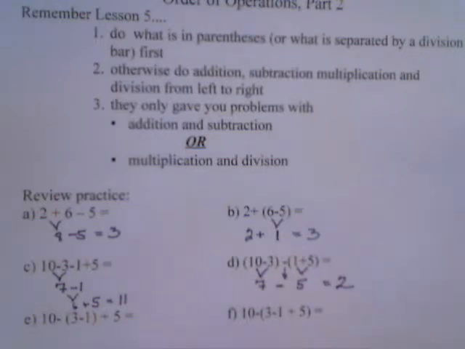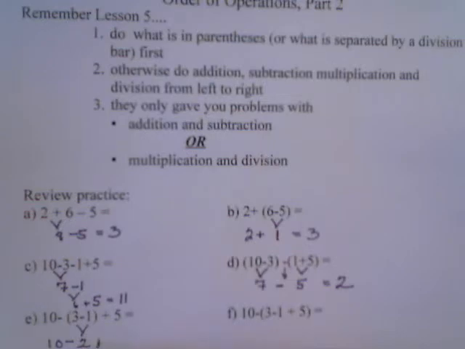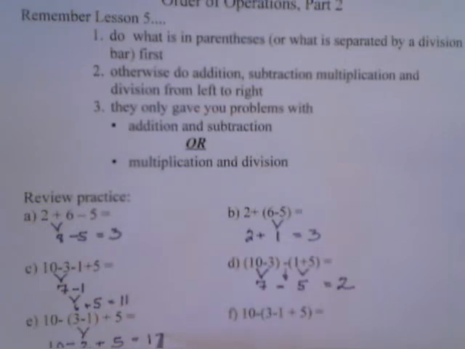So let's look at E. For E, we have 10 minus, and then in parentheses, we have that 3 minus 1, which is 2. So now I have 10 minus 2 plus 5. I work from left to right, and I get 10 minus 2 is 8. 8 plus 5 is 13.